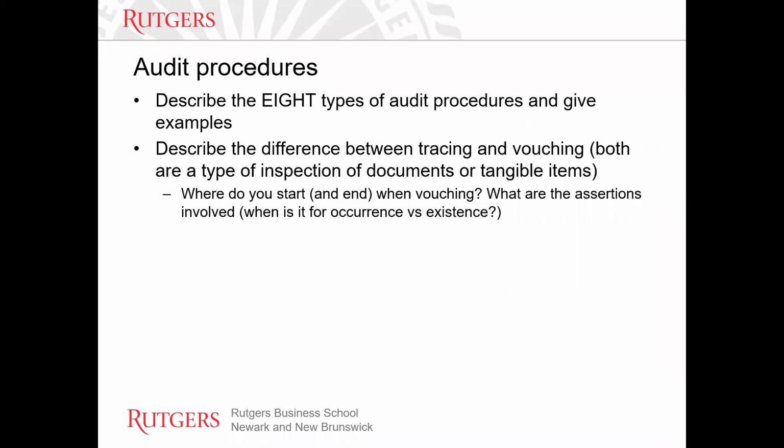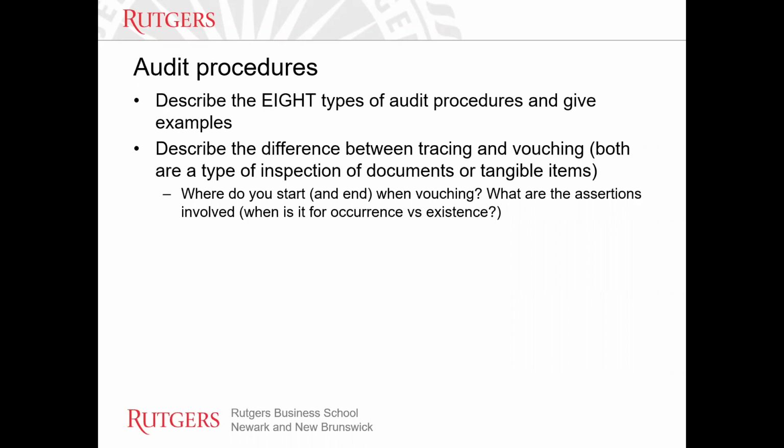Which one of these examples would be an example of vouching? Vouching said that you started with where? Where do you start when you vouch? The journal or ledger, right? That's going to come from the client's system. It would be this one. So with vouching, now where do we start when we vouch? The financial records. I say the client's system.